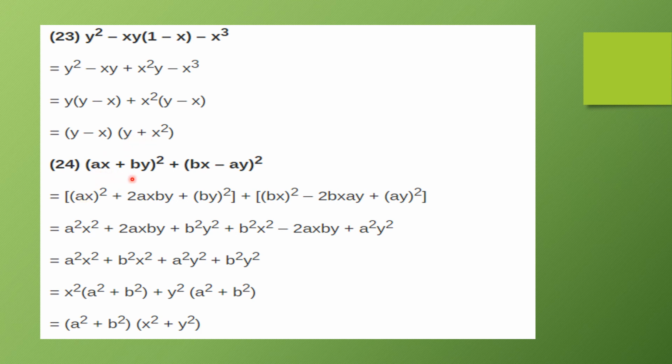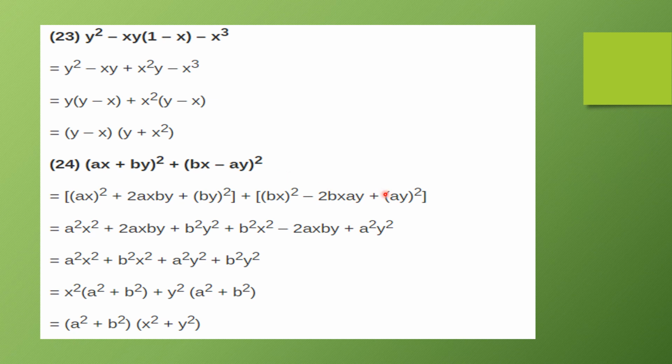Here we are going to simplify the given algebraic expression, ax plus by the whole squared. It is of the form a plus b the whole squared. Apply the formula, and bx minus ay the whole squared. That is a minus b the whole squared. A squared plus b squared minus 2ab.